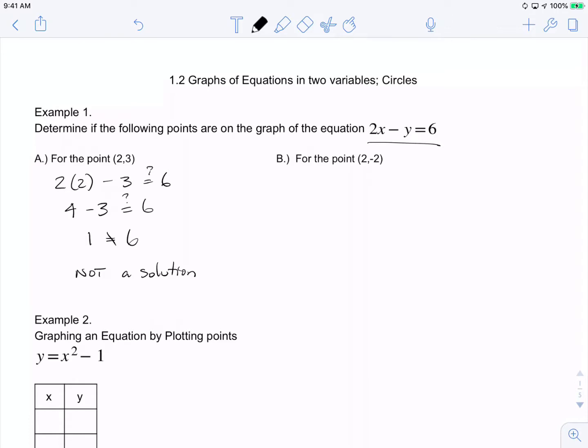Likewise, in our second example, we're going to substitute into that same equation, and we're going to go 2 times 2 minus a negative 2, because we have a negative 2 for our y, and we're going to check to see if that's equal to 6. Well, 2 times 2 is 4, and a negative in a subtraction sign will become a plus 2. And we're going to see if that equals 6. 4 plus 2 is 6. And we see that they are equal. So this is a solution to this problem that we have.